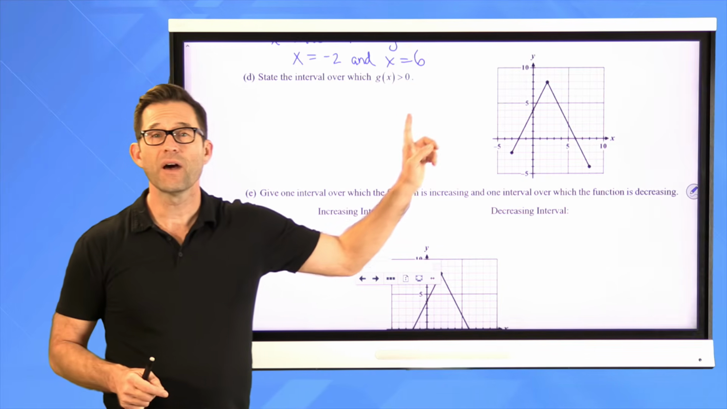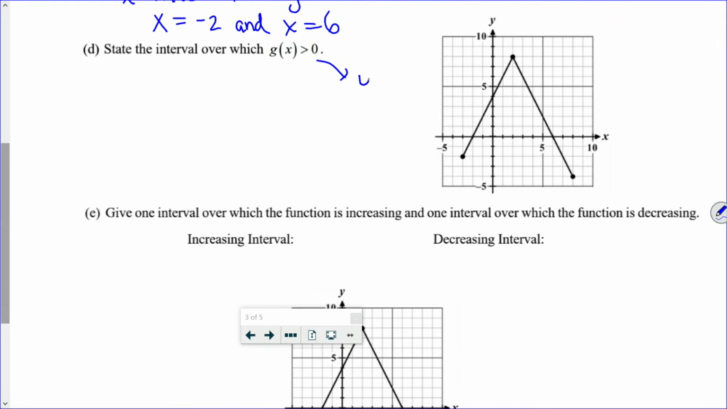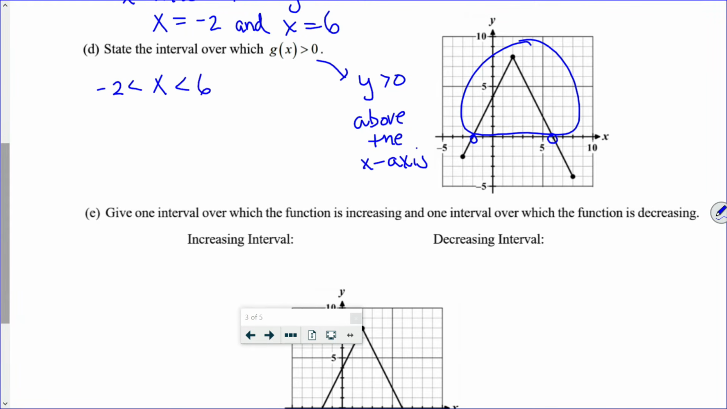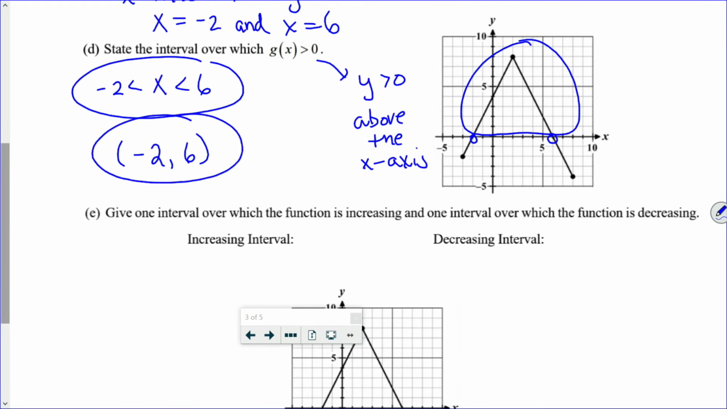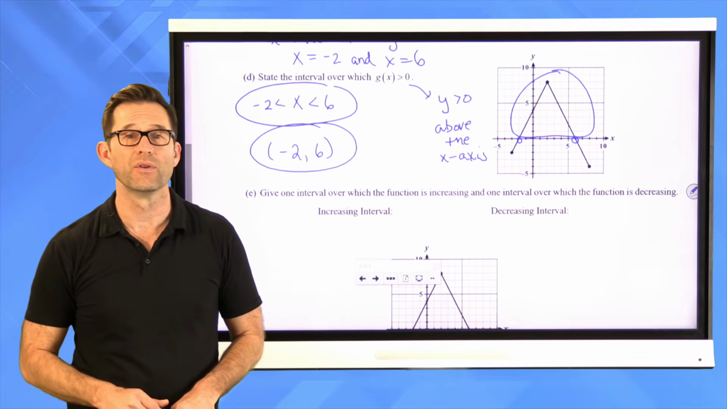All right, anytime you see the function itself, g of x is greater than 0, you could really replace that by y is greater than 0, which for us means above the x-axis. So you can literally see it, right? It's this portion of the graph here, and that starts at negative 2 and it ends at 6. So x is greater than negative 2 and less than 6, or if you like your interval notation, negative 2 to 6. Either one of those is fine. You don't have to have them both. I just want to illustrate that you could use either one.